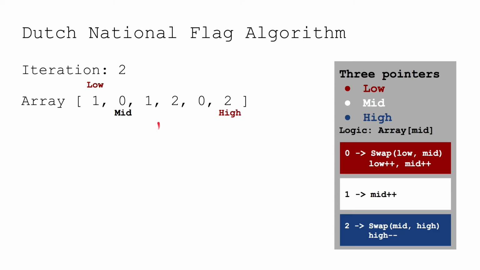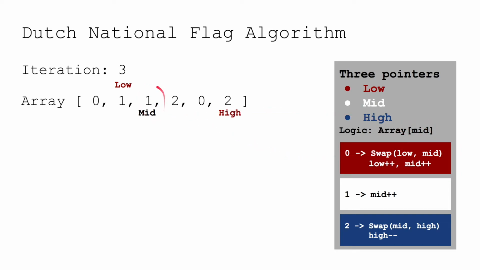Now in the second iteration we will see what the value at the mid pointer is. If you see, the value at the mid pointer is 0. So for 0, what we need to do is swap the values between low and mid. So the value at the first position and the value at the second position will get swapped, and now it will look something like this. After that, we need to increment the low pointer and mid pointer by 1. So after the second iteration, we will have the low pointer pointing to the second position and the mid pointer pointing to the third position.